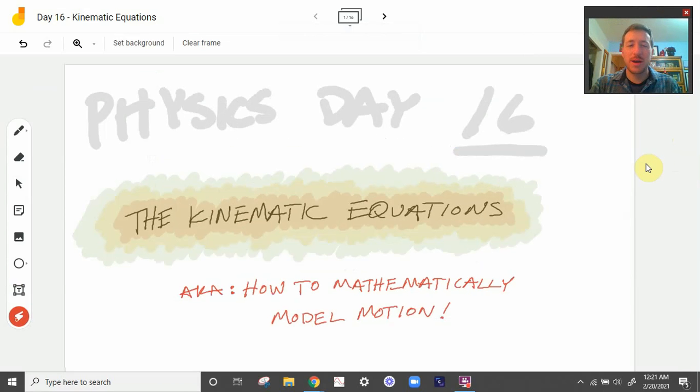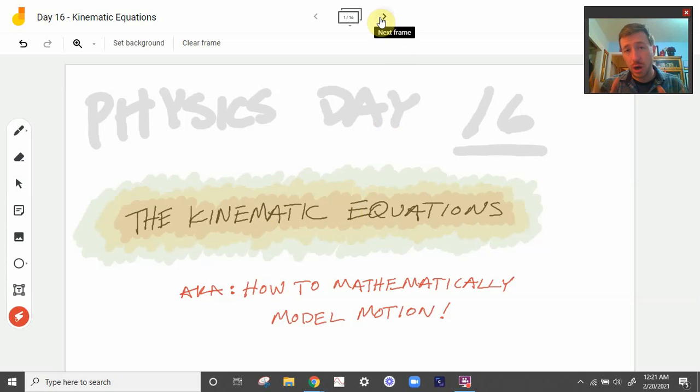So today we're going to be talking about the kinematic equations, and these are essentially how we can mathematically model motion. We've talked about motion graphs, we've talked about collecting data on position and time and graphing that, and we're actually going to use those graphs to come up with some equations that we can use to generally describe motion for any objects that have a velocity, have an acceleration. And we can track their position, track their velocity, and all those things through time. So that's what we're going to get at today.